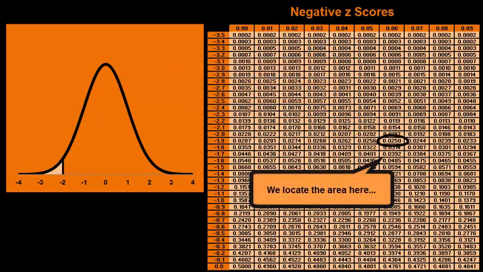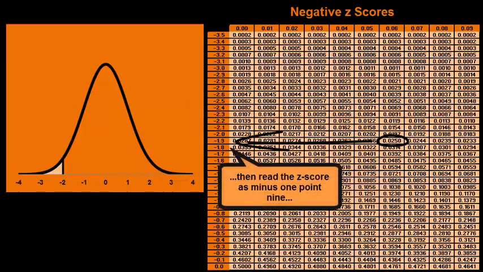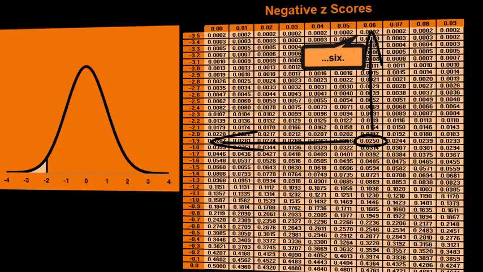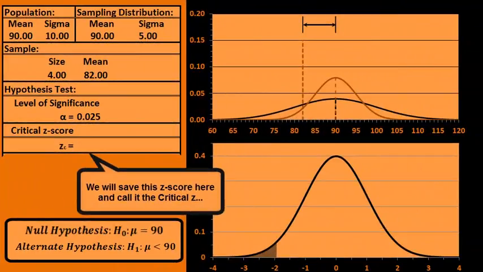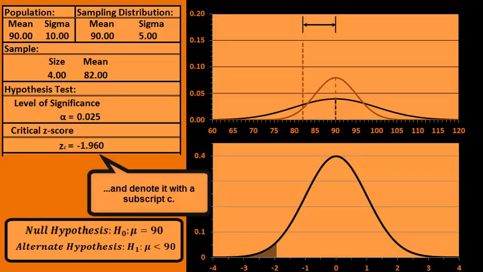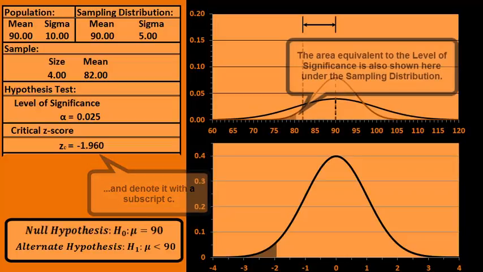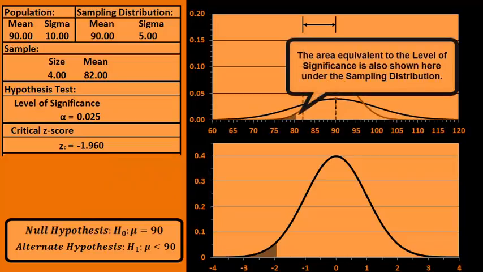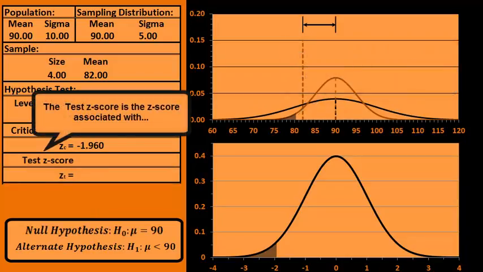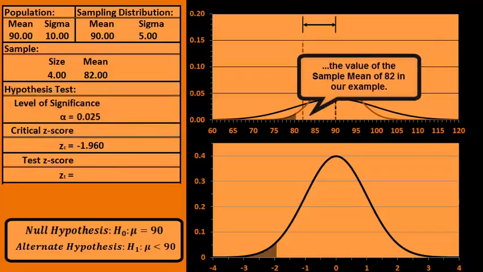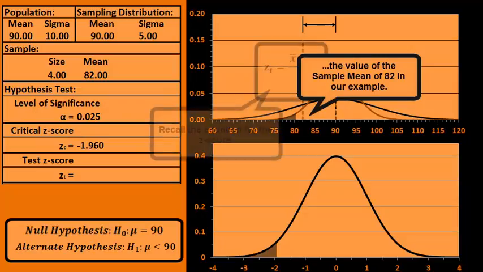We locate the area here, and then read the z-score as minus 1.96. We will save the z-score here and call it the critical z, and denote it with the subscript c. The area equivalent to the level of significance is also shown here under the sampling distribution. The test z-score is the z-score associated with the value of the sample mean of 82 in our example.